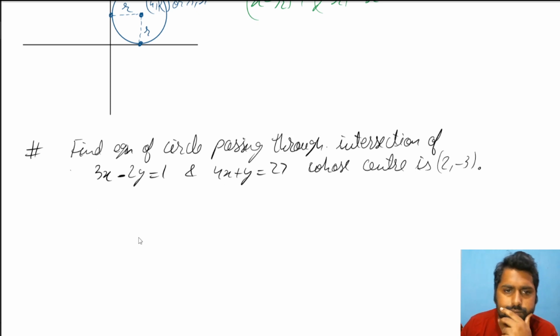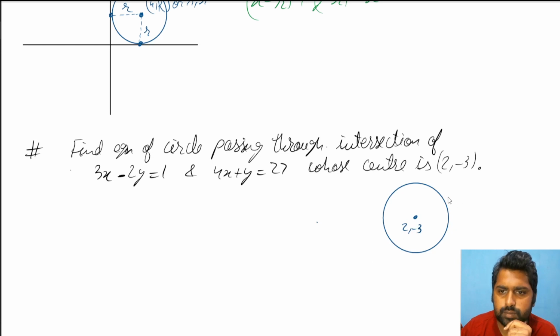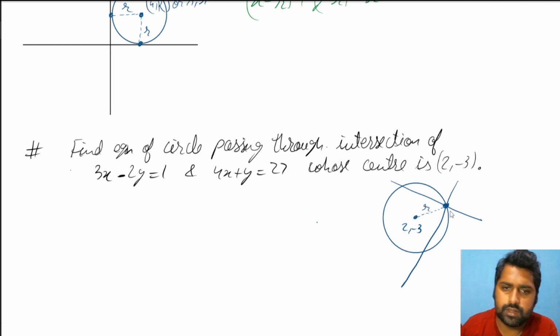If you look at this question, first of all, we need to understand the situation. There is a circle whose center we know, 2 comma minus 3, and it is passing through intersection of two lines. Let's say this is the intersecting point of two lines. If we know this intersecting point, we can know the radius also. But first we need this intersecting point. How do we get the intersecting point?